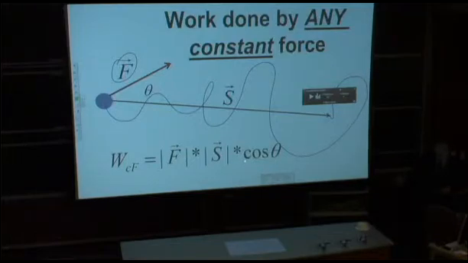So this expression has three variables in it. Number one, the magnitude of this force. Number two, the magnitude of this displacement. And number three, this angle between the force and displacement. So if we have five constant forces acting on our object, we can calculate the work for each using this expression. Then we can add them up. That will give us the total work, and that should be equal to the change in the kinetic energy of that object.